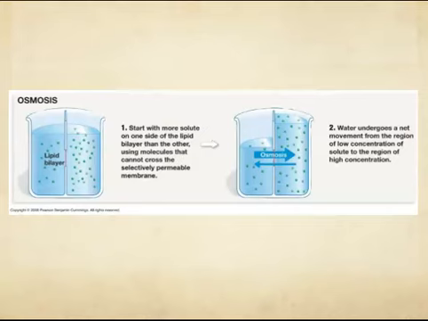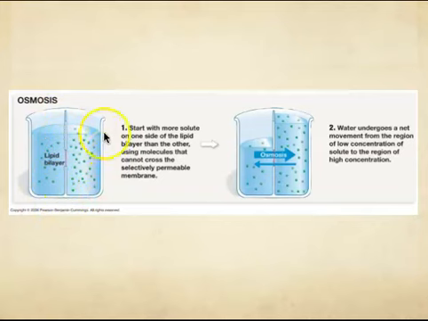Take a look at the diagram on this slide, which represents osmosis occurring in a beaker. So what you're looking at on the left-hand side is a beaker that has a membrane stretched across the center of it.